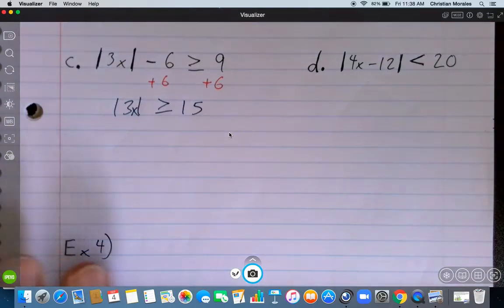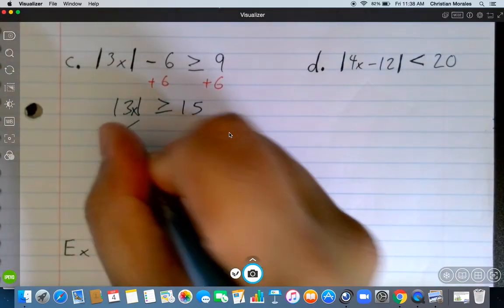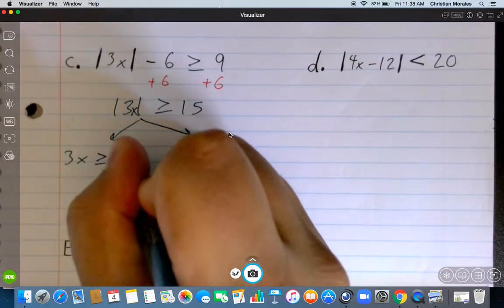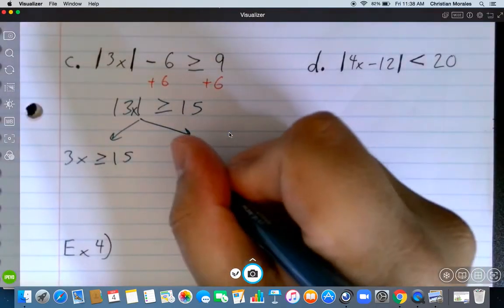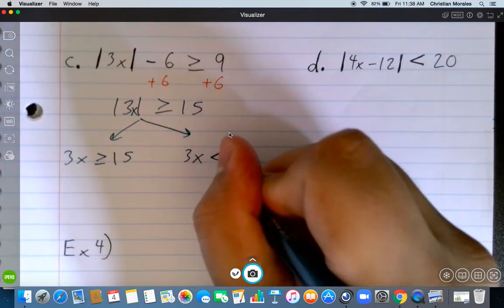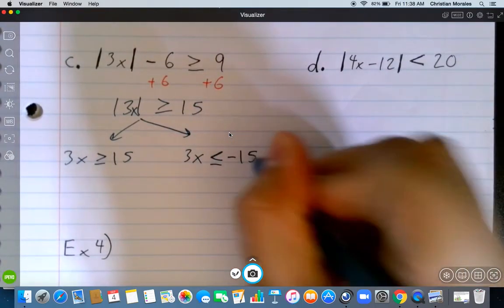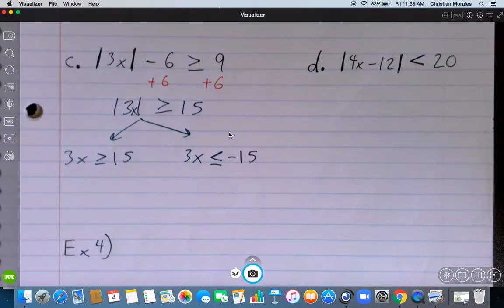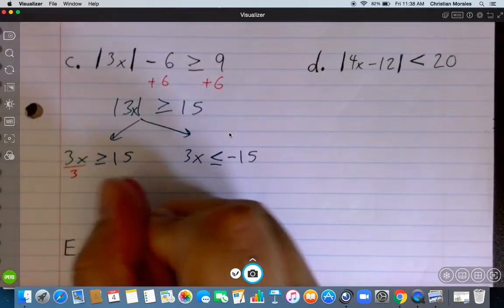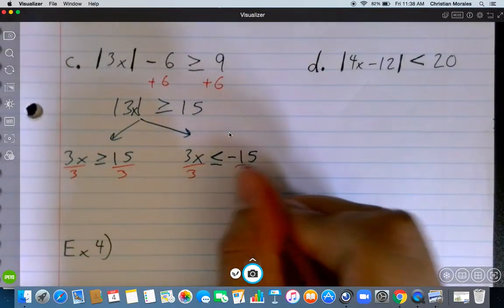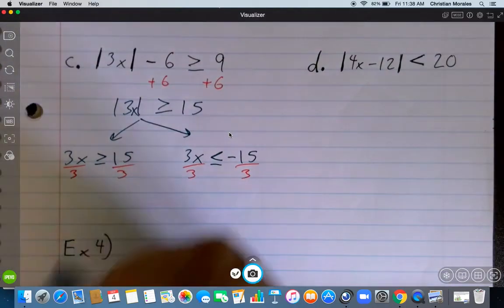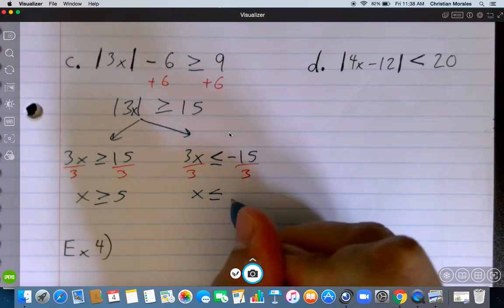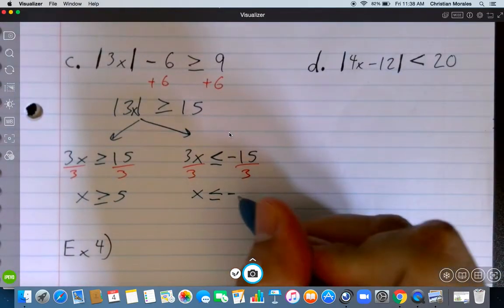Now you're going to set it up two ways, okay? The first one will be exactly the same for the positive 15, but for the negative 15, because we're changing the sign, we have to flip the inequality. So the inequality flips. Now we solve. We're going to do both of these, we're going to divide. So if we divide both of these, this answer is 5, and this answer is negative 5.